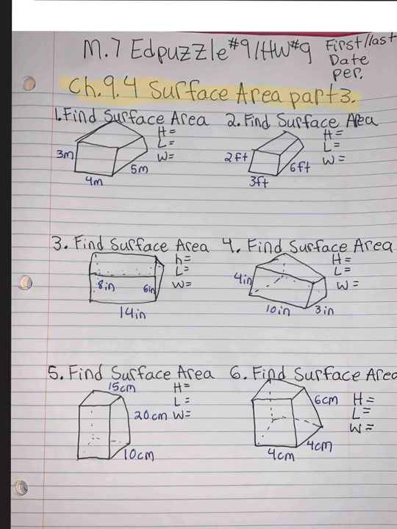Make sure that as you're watching this Edpuzzle, you are following along and finishing these examples. So your paper should have the title, first name, last name, date, and period, just like we would in class. And we're going to be going over these 6 examples.